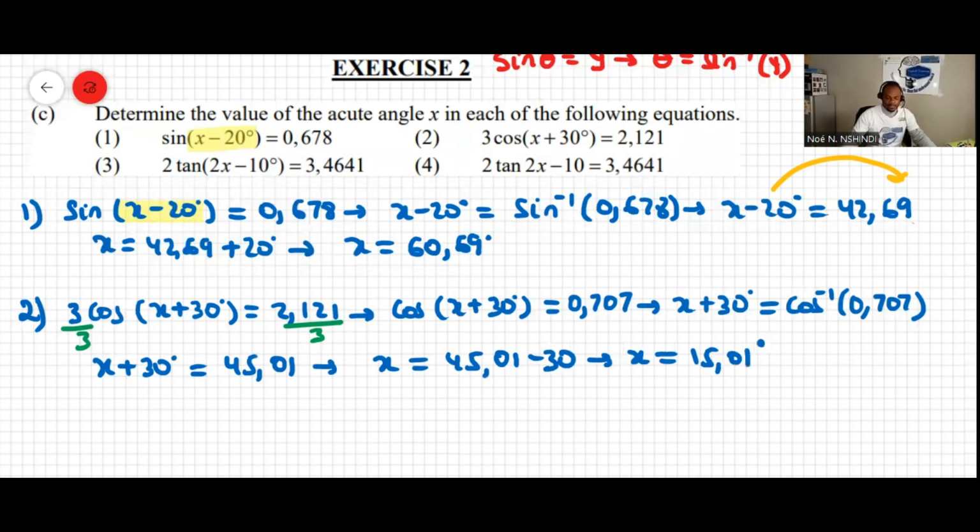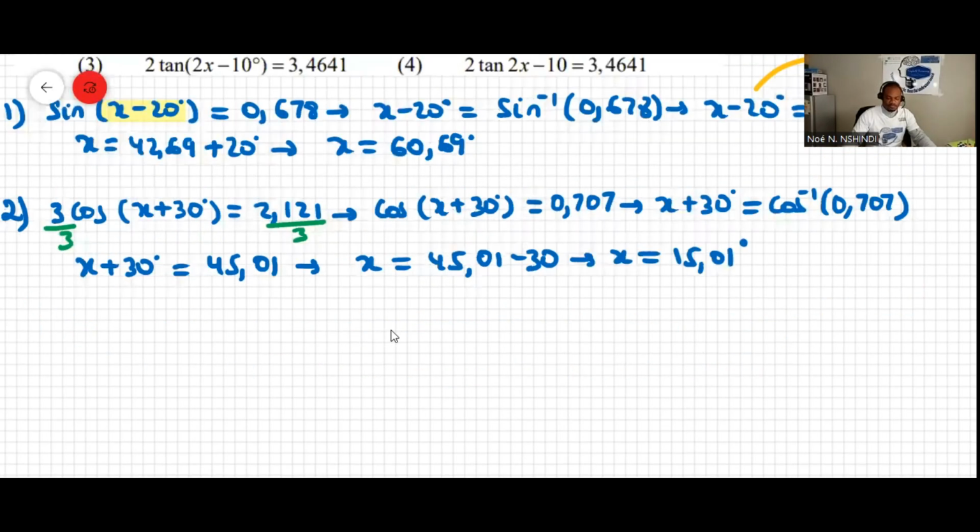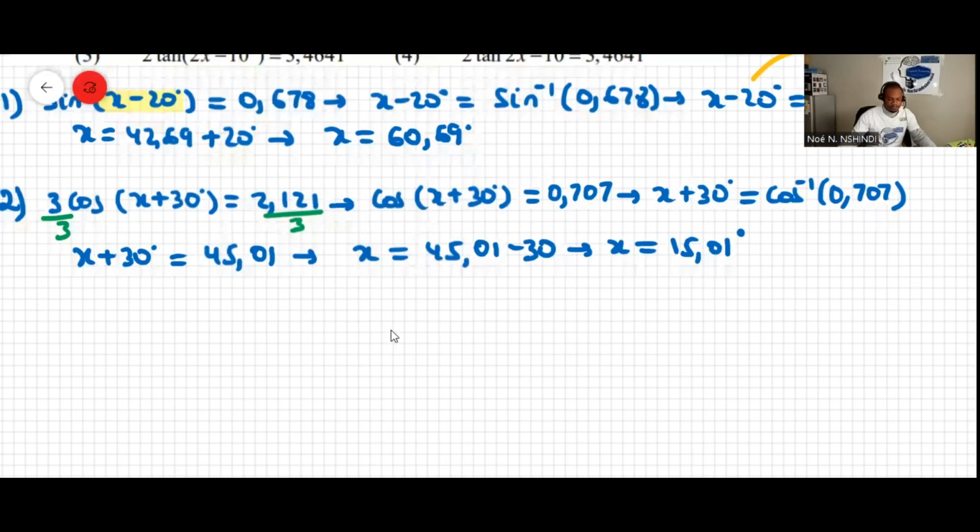Okay, we can also do question 3. Question 3 is given by tan of (2x minus 10 degrees) equal to 3.4641. Now we will divide here by 2, and we divide it also by 2.